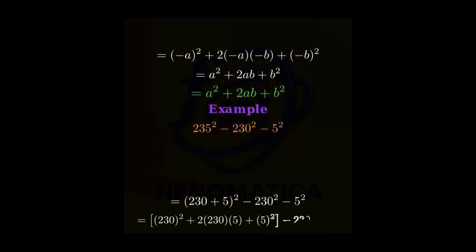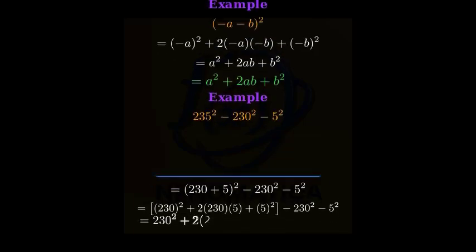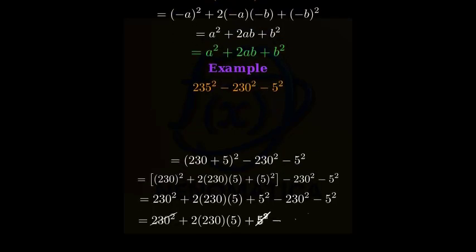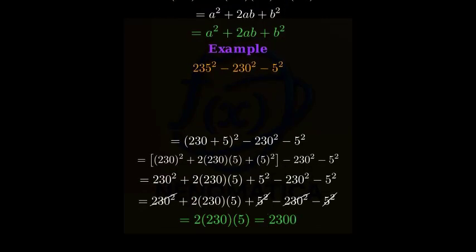Let's expand the first term. Using the binomial formula, (230 + 5)² equals 230² + 2 times 230 times 5 + 5². So our expression becomes 230² + 2 times 230 times 5 + 5² - 230² - 5². We can simplify by canceling out the 230² and 5² terms. 230² cancels with -230², and 5² cancels with -5². This leaves us with just 2 times 230 times 5, which equals 2300.